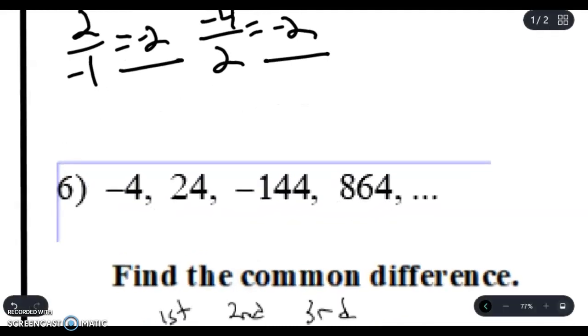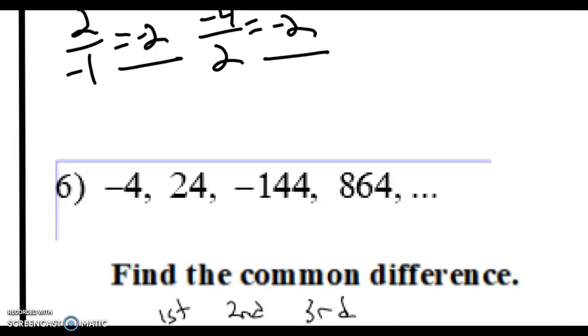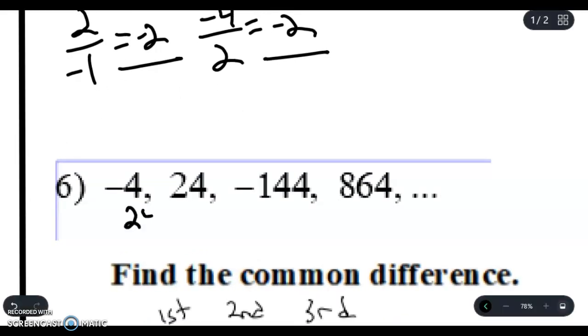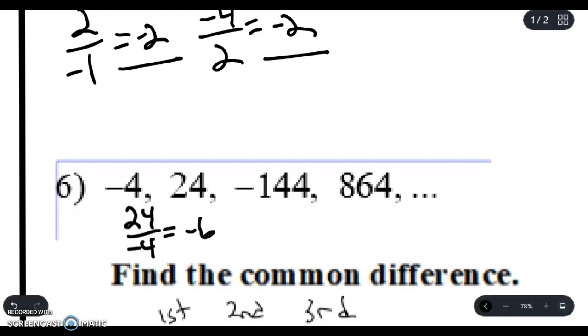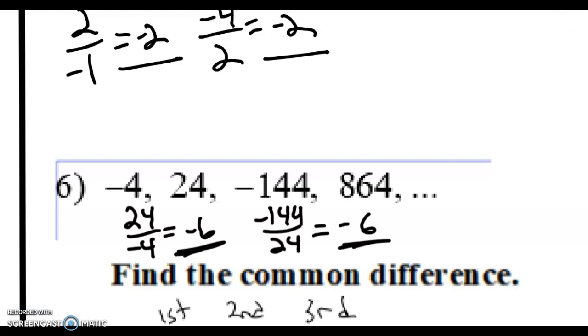All right, so I'm going to do the second divided by the first. 24 divided by negative 4. That's going to get us a negative 6. And then negative 144 divided by a positive 24, and that's going to get us a negative 6 as well. So the numbers are the same. So that's the common ratio. And that's it.